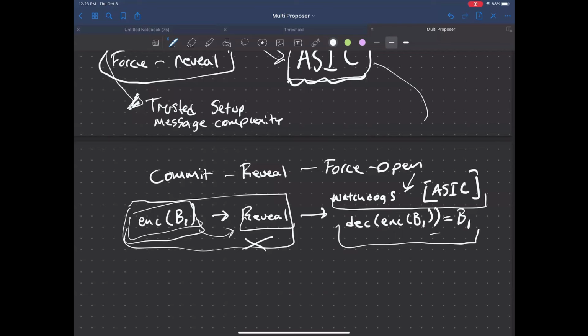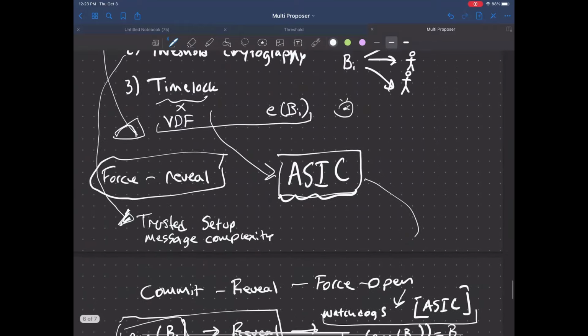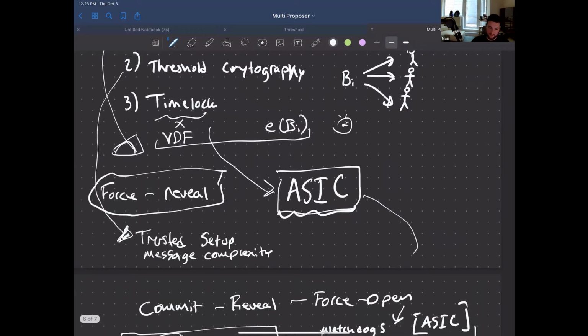For this commit-reveal force-open path, I don't really understand how this solves the issue of someone having faster ASICs. It seems like it inherits the downsides of the time lock, which is that if someone gets access to faster hardware, they can reveal this to themselves and then they have an advantage. So I guess the problem with the ASIC is that if you don't have the hardware, you're way slower.